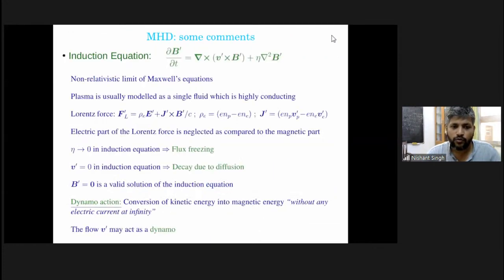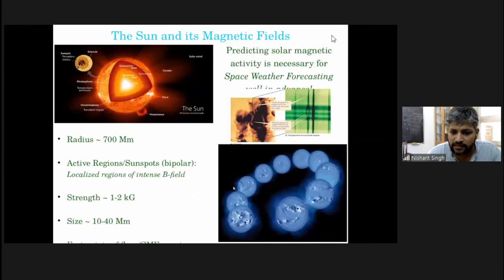From there, how do we go and make these localized, intense magnetic structures? That's a challenge that remains. How do you go from a diffuse magnetic field to forming a very localized bipolar structure is a very challenging problem today. And at least for me, it's an open problem.